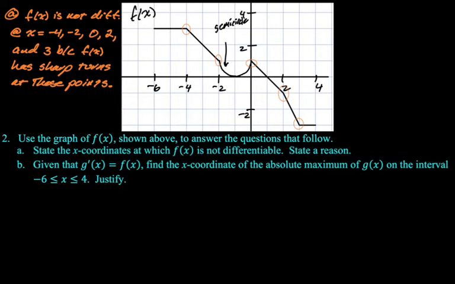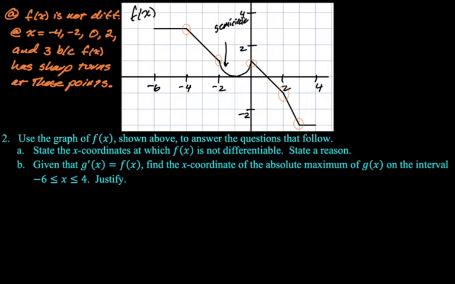B, given that g prime of x equals f of x. So now we're looking at the graph of the derivative. Find the x-coordinate of the absolute maximum of g of x on the interval -6 to 4 and justify. All right, so we're looking for the x-coordinate of the absolute maximum. So that's either going to be at an endpoint or at a critical point. Look at the critical points, though.